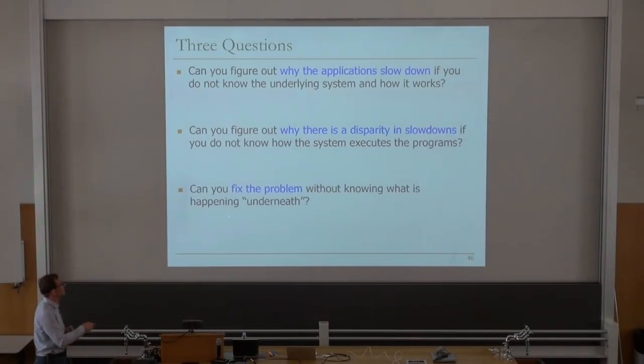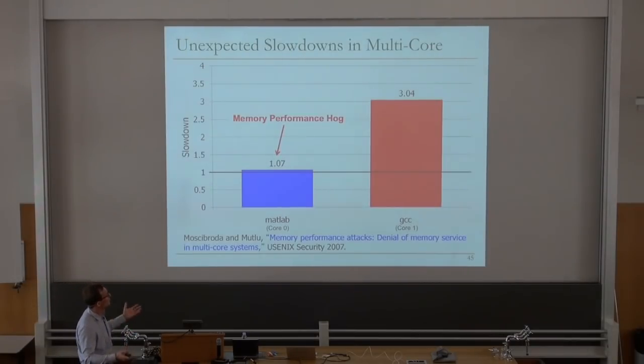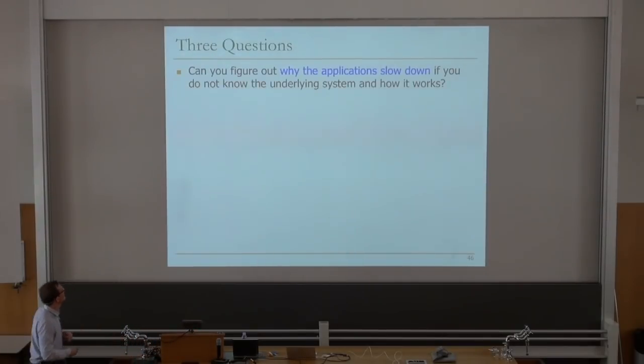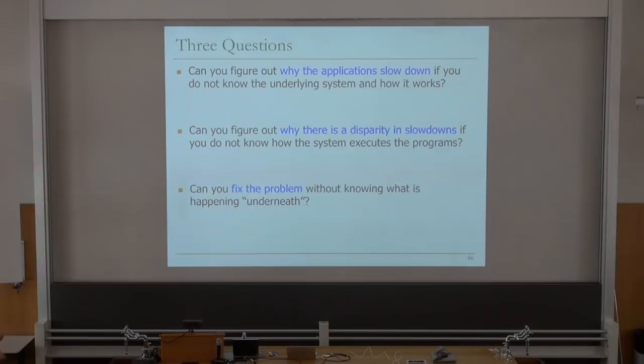Can you fix the problem without knowing what's happening underneath? Again, the answer should probably be no, because you just observe and you get these performance numbers. And if you don't know what's happening underneath, if you don't know how the system is designed, if you're not even aware that there's a cache or a memory controller that's shared between them, you cannot solve the problem. Right. So that's why crossing the abstraction layers is critical.